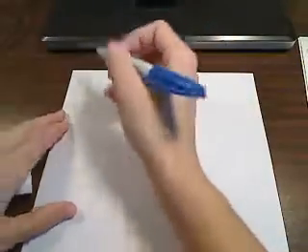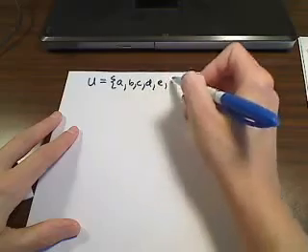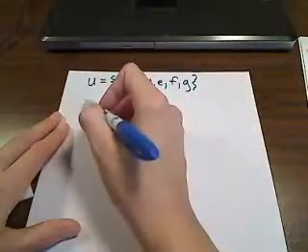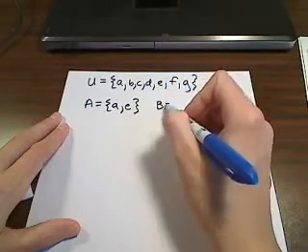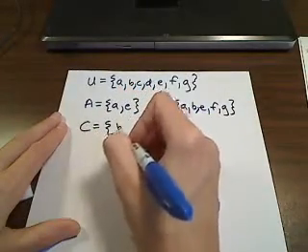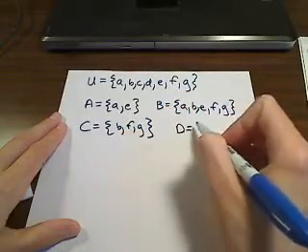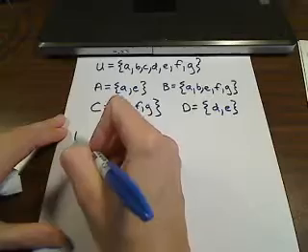Okay, next topic here. Let's do another example. Let's say that we have a universal set U that contains these elements, A, B, C, D, E, F, and G. And then I'm going to give us some subsets here. I'm going to give us the subset A equaling {A, E}, and B equaling {A, B, E, F, G}, C equaling {B, F, G}, and D equaling {D, E}. Okay?